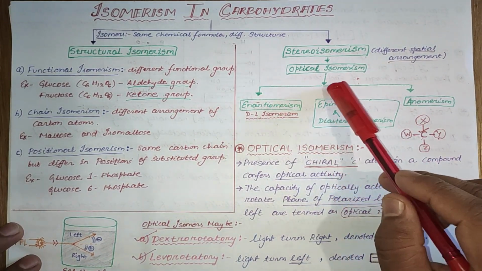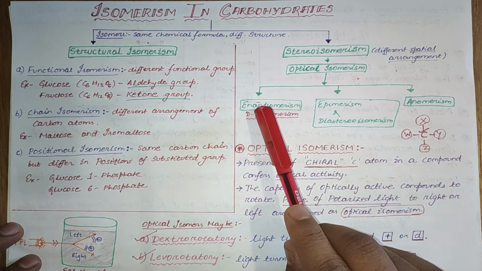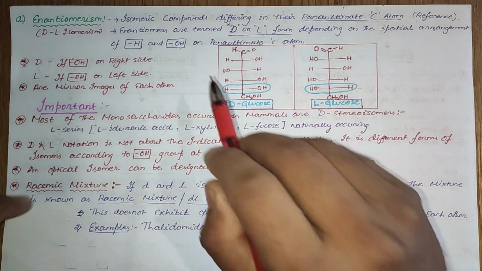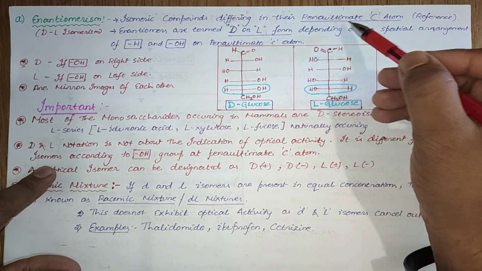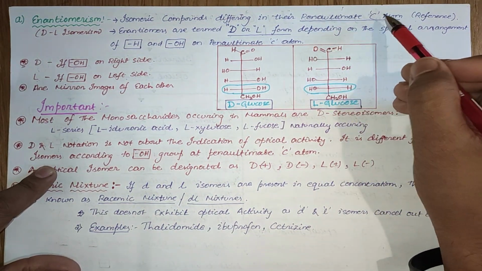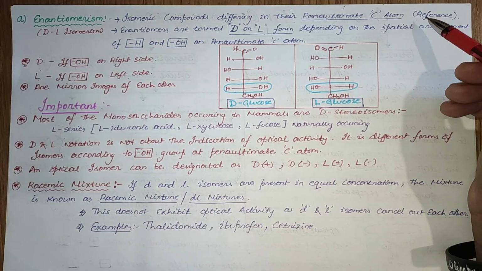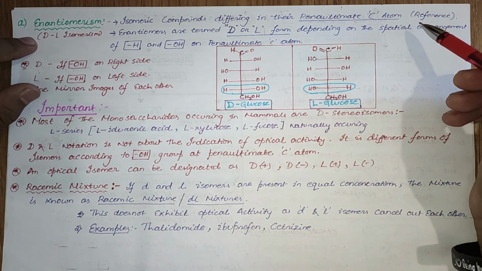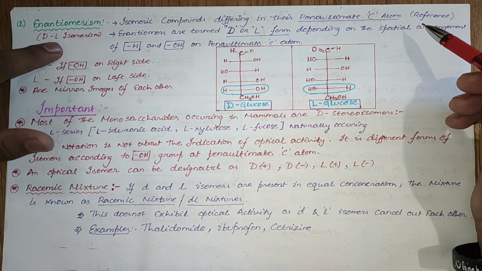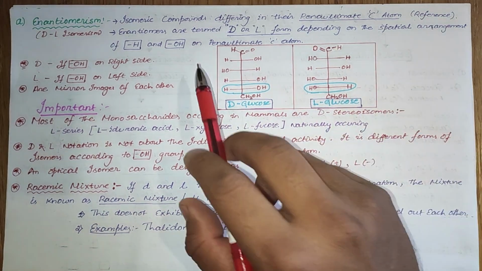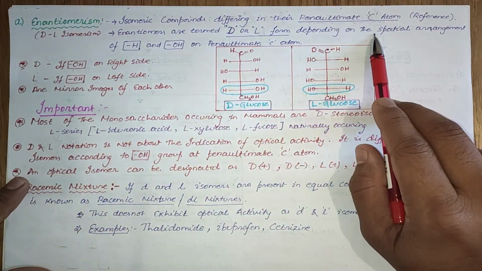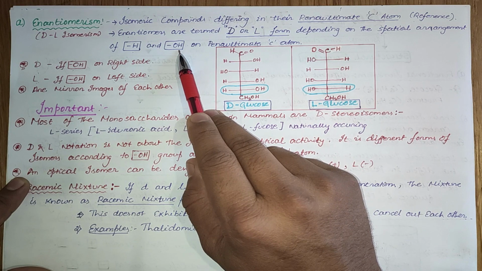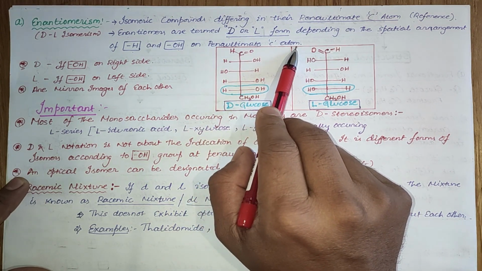So we should know what the different types of optical isomerism are. First is enantiomerism. Enantiomerism means the isomeric compounds differ in their penultimate carbon atom, and the penultimate carbon atom is taken as a reference point. Enantiomers have 2 types of structures, the D structure and the L structure. The enantiomers are termed D or L form depending on the spatial arrangement of the hydrogen and hydroxyl functional group present on the penultimate carbon atom.